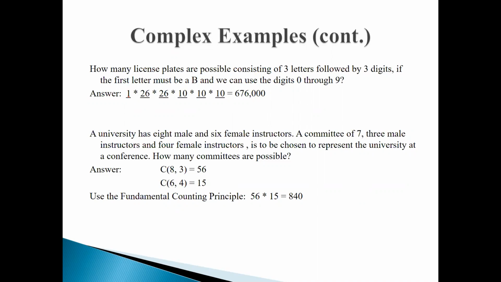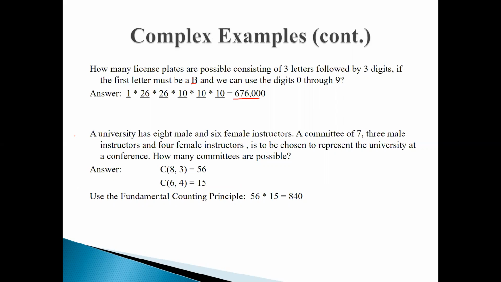So that's a 1. And there's 26 ways to get the next letter and 26 ways to get the next letter, because it says we're not taking them out and they're not being used again, so we can use them again. And 0 through 9, that's 10. So we have 10 digits we can put in the first one, 10 in the second one, 10 in the next one, because we're putting them all back. Multiply that all together, we get 676,000 license plates possible with 3 letters followed by 3 digits with the first letter being a B.